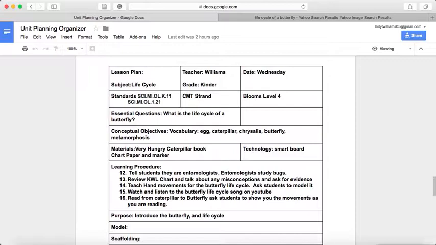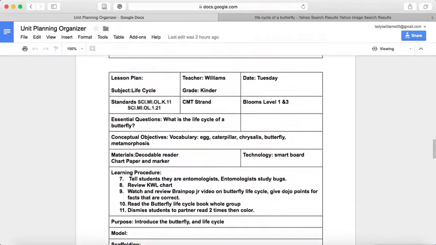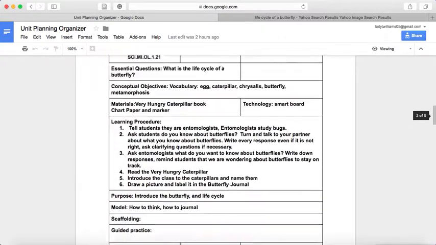So this is my unit planning organizer right now. Still has some work to do. It's not perfect, but we're on our way.